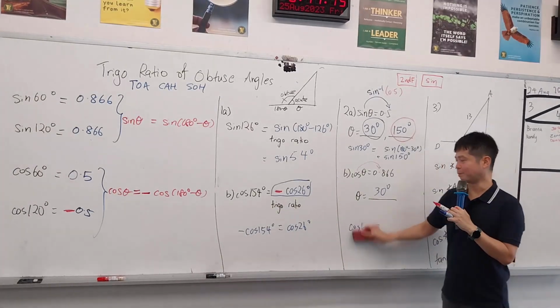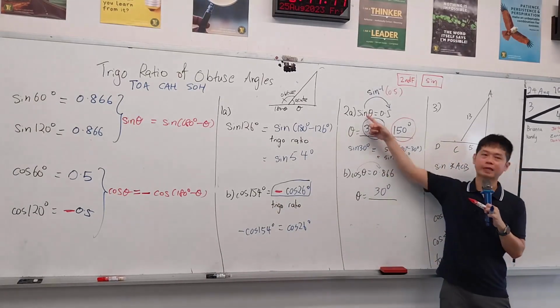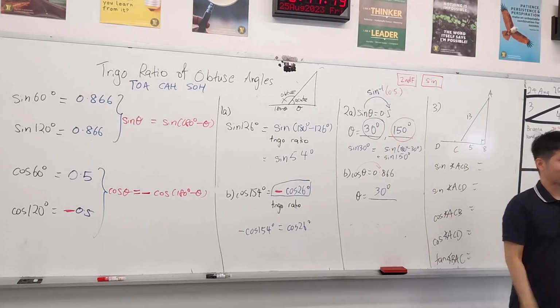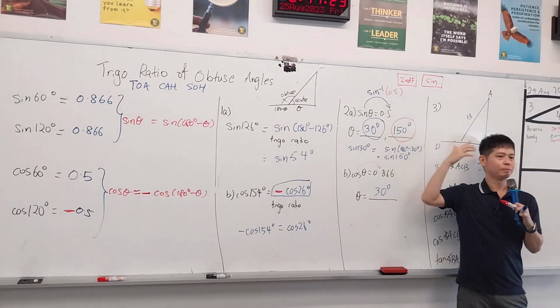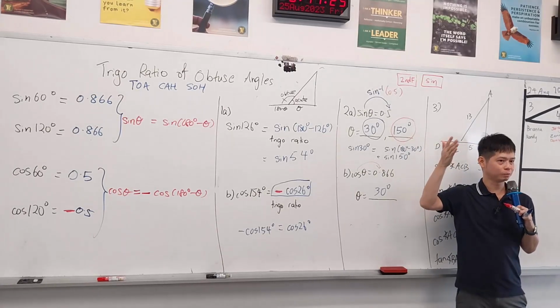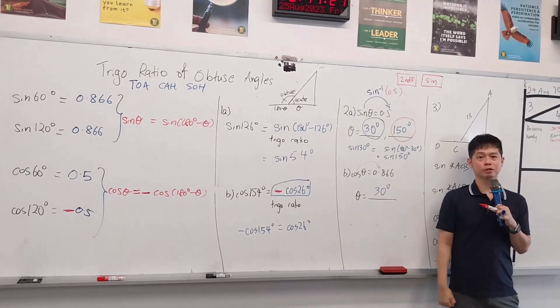So your job is very simple. Whether to solve sine or cosine, you just inverse it. But if you see another answer space, can you say out what must you do? Minus from 180. Okay, that's your job.